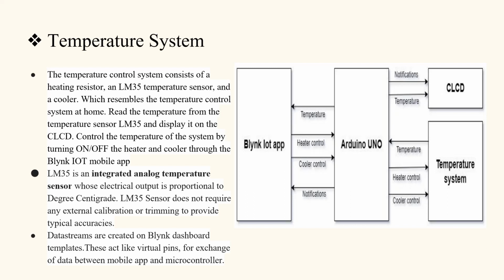LM35 is an integrated analog temperature sensor whose electrical output is proportional to the degree centigrade. The LM35 sensor does not require any external calibration or trimming to provide typical accuracies. Data streams are created on Blynk dashboard templates. These act like virtual pins for exchanging data between the mobile app and the microcontroller.